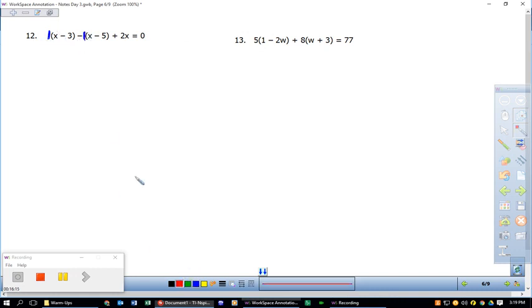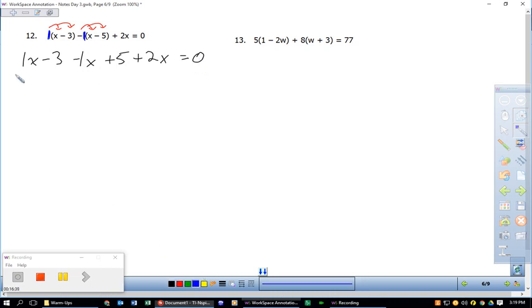All right, so 1 times x, 1 times minus 3, doesn't change anything. We get 1x minus 3. Over here, negative 1 times everything here, okay, will give us a negative 1x plus 5. Bring down our plus 2x equals 0.